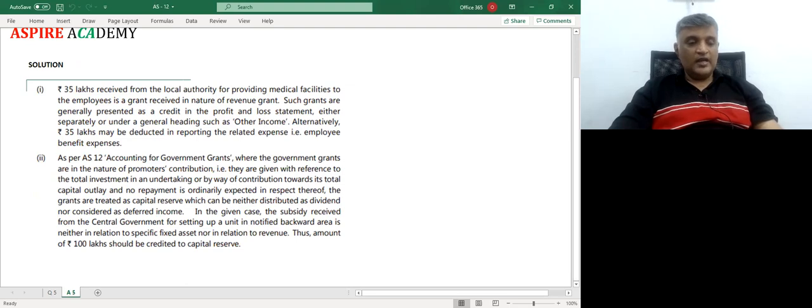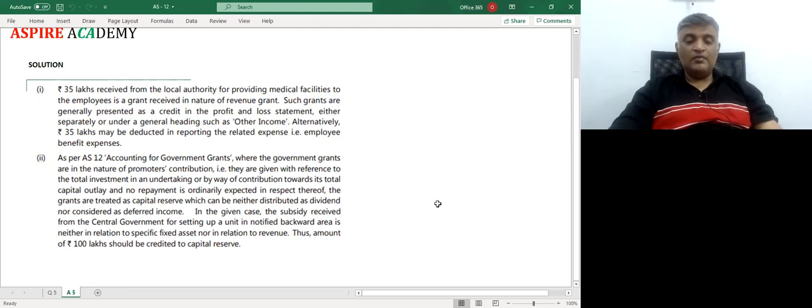For the second question, promoter's contribution: as per AS12, accounting for government grants, where the government grants are in the nature of a promoter's contribution, that is, they are given with reference to the total investment in an undertaking or by way of a contribution towards its total capital outlay, and no repayment is actually expected in respect thereof, the grants are treated as capital reserve, which can neither be distributed as dividend nor considered as deferred income. In the given case, the subsidy received from the central government for setting up a unit in a notified area is neither in relation to a specific asset nor in relation to a revenue. Thus, 100 lakhs should be credited to capital reserve.